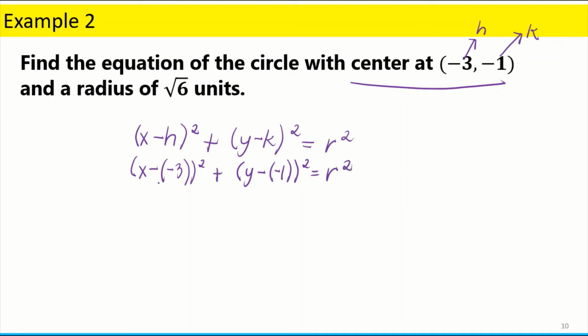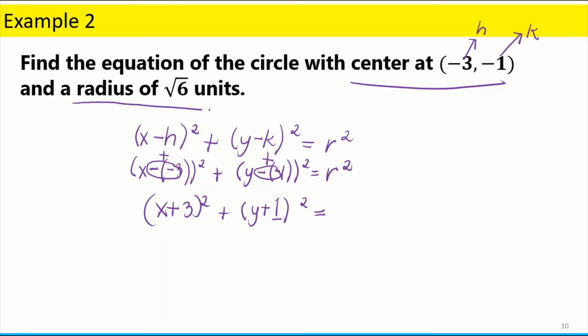So, simplifying further, when we have a minus and a negative, combining them gives a plus. So we will have (x + 3)² plus y. Again, we have a minus and a negative, so this becomes a plus. So, (y + 1)² is equal to, what is our r? Again, the radius is square root of 6. So we have (square root of 6)².